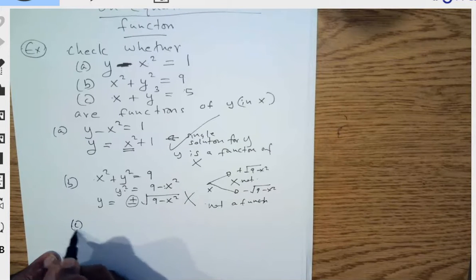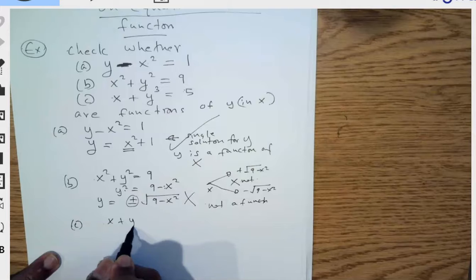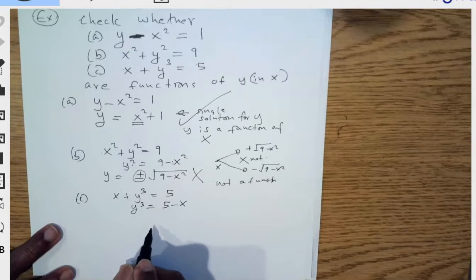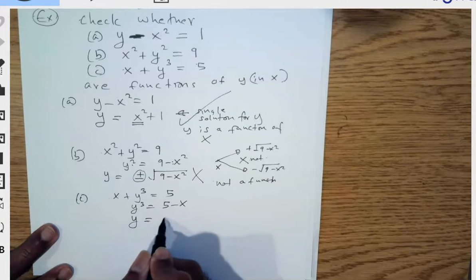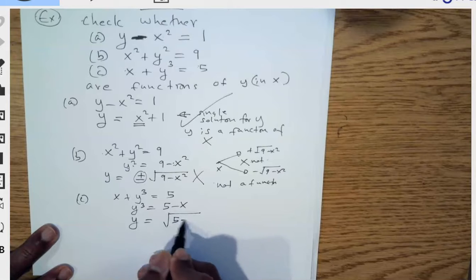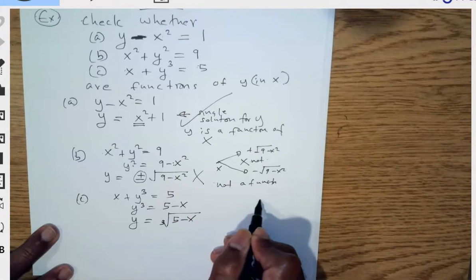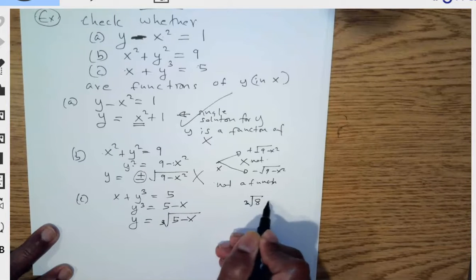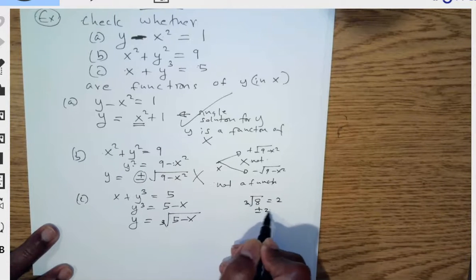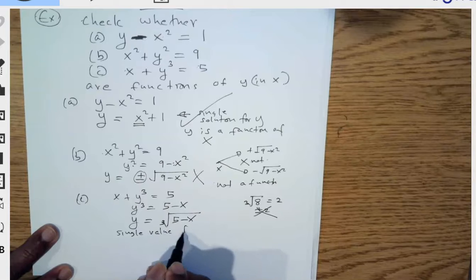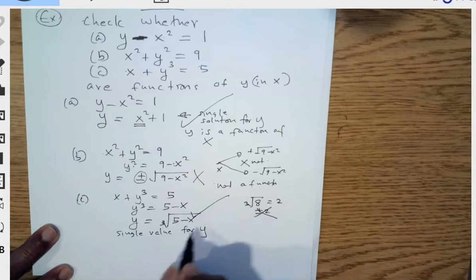Now let's go to the third one: x plus y cubed is equal to 5. If you solve for y cubed, you get 5 minus x. Now how would you solve for y? Then you take the cube root. The nice thing about the cube root is that if you take a number, say 8, the cube root is just 2. It's not plus or minus 2. There's only one solution, so it's a single value for y. So it is a function.